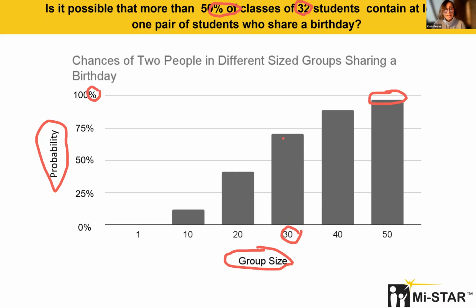I'm going to go up and find where the group of 30 lands. It looks like it is well above 50% chance, and in fact, it looks like it's pretty close to about 70% chance. So the answer to our question, is it possible that more than 50% of classes of 32 students contain two students who share a birthday? We're going to say yes. That is definitely a possibility. In fact, it's higher than 50%, probably right around 70%.